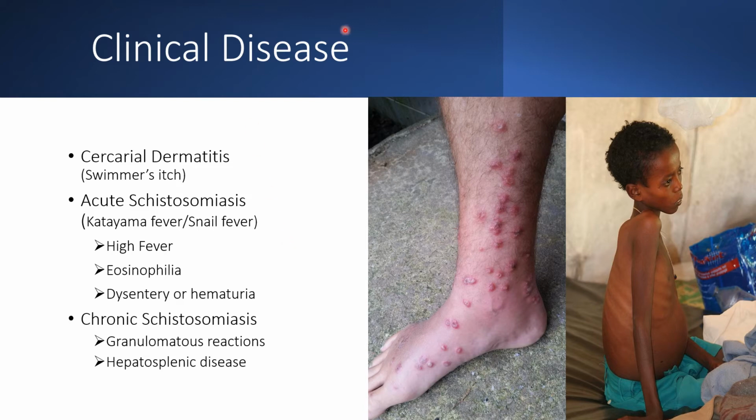This will invoke an immune response that includes the formation of granulomas around the eggs. Okay, so these granulomatous reactions will cause damage to the liver.